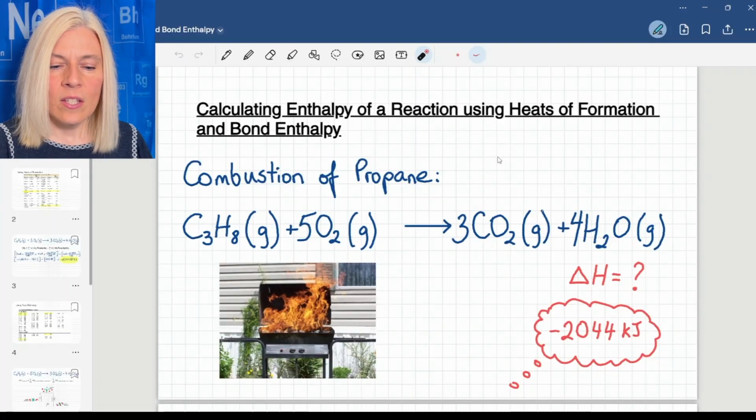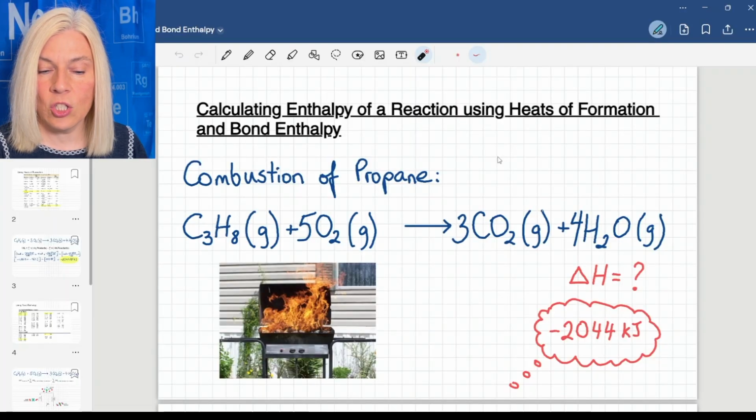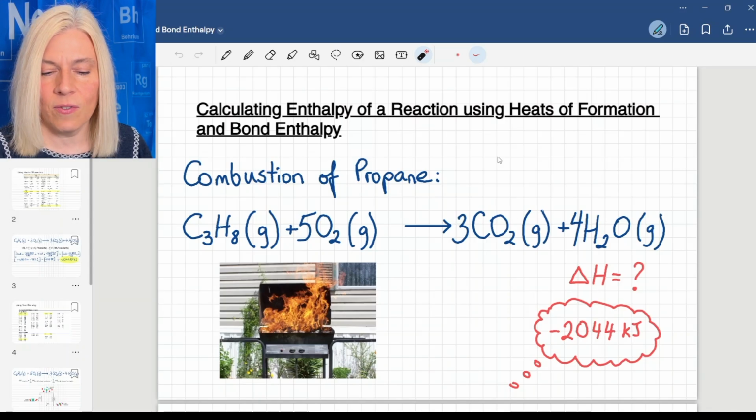But what if you're going to use the idea of Hess's law and use the back of a textbook as your appendix, using heats of formation? So let's look at my screen and talk about these things. How do you calculate the enthalpy of a reaction using heats of formation and using bond enthalpies?